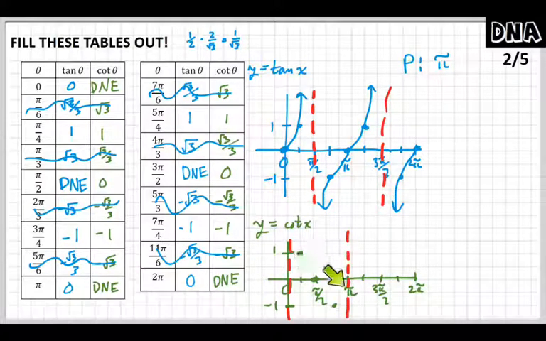Okay, and then after pi, we have 5 pi over 4. That one's 1. And so I'm going to put a dot right there. And then we're going to get 0. And then we're going to get a -1. And then we're going to get another asymptote.